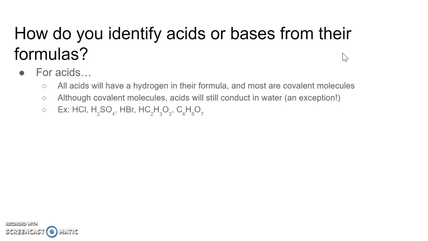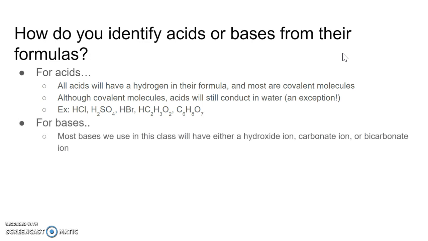So some examples: hydrochloric acid, sulfuric acid, hydrobromic acid, acetic acid, citric acid. For bases, most of the bases we use in this class will have either a hydroxide ion, a carbonate ion, or a bicarbonate ion. Those are pretty big giveaways.